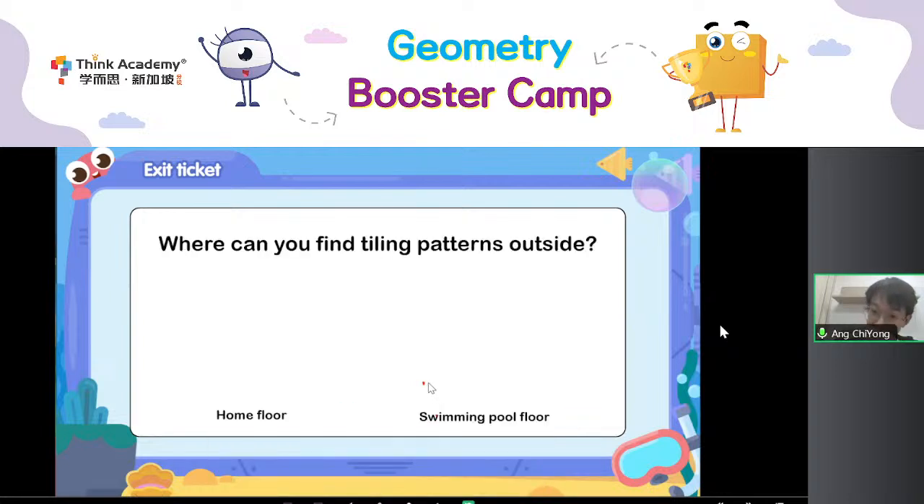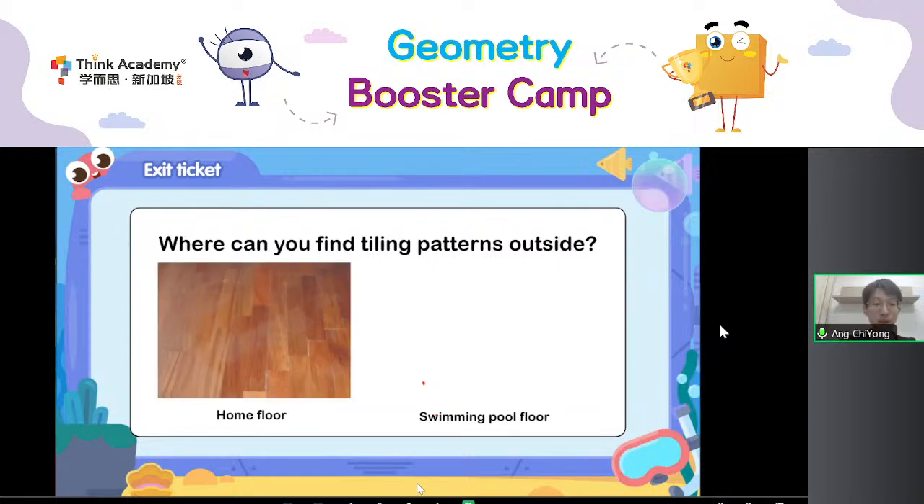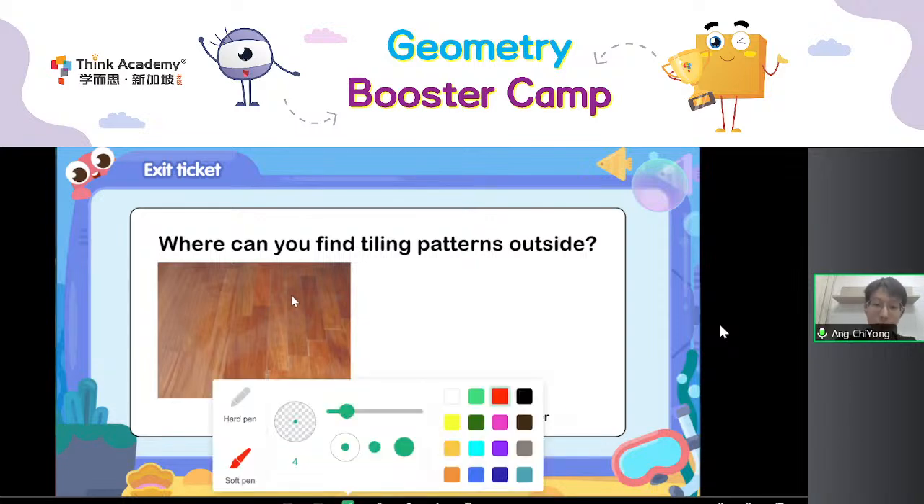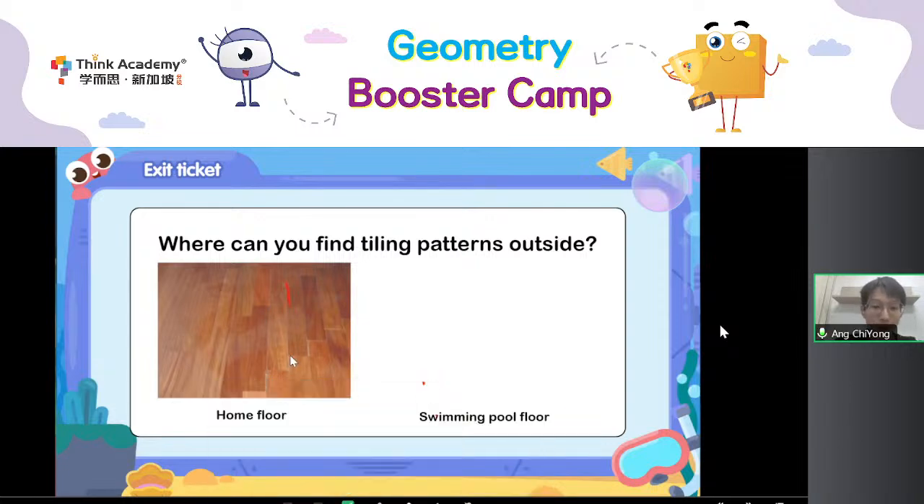Where can you find tiling patterns outside? You can find it at your home. This is my bedroom floor, kind of dirty. But you can see what the shapes are over here. I have a big rectangle over here, and it's repeated so many times. Rectangle, rectangle, rectangle. Right? Tiling is actually very useful. It makes sure that our floor is very strong. Okay? No holes. So we won't step through the floor and fall to the floor below.